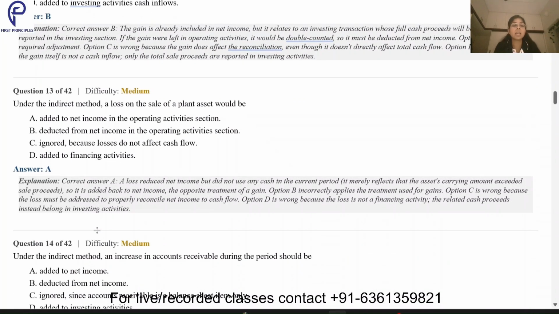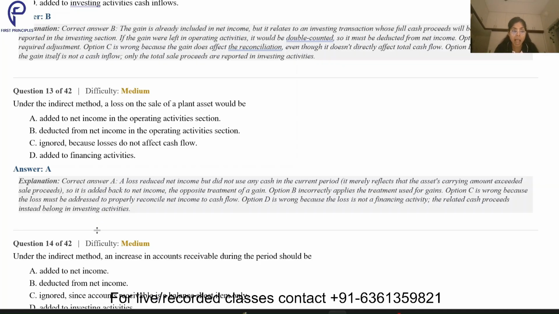Question number 13. Under the indirect method, a loss on sale of a plant asset would be. Under the indirect method, if there is a loss on sale of a plant asset, where should it be recorded? First of all, if there is any loss, this is just the opposite of question number 12. In question number 12, what we did? We deducted it. So over here, we need to add it back.